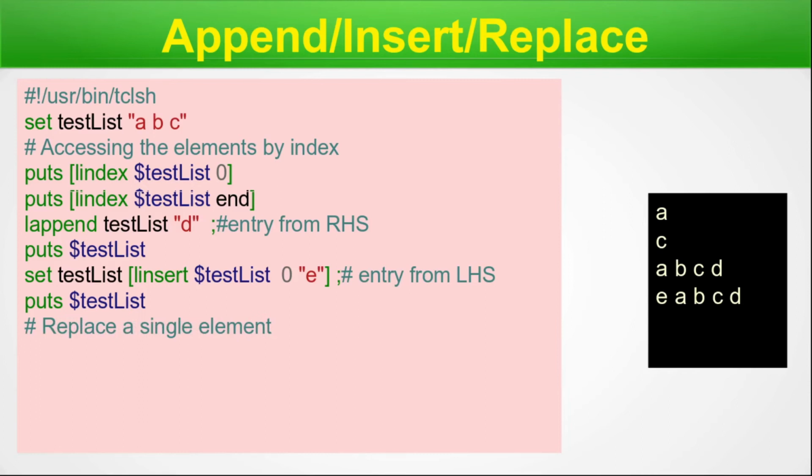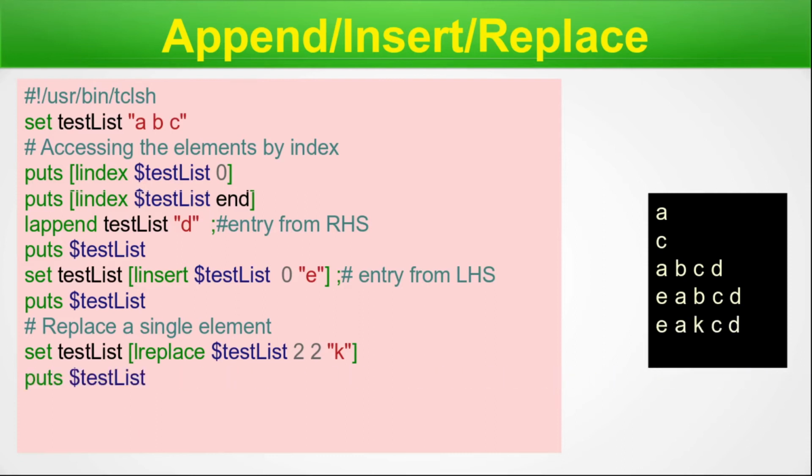Replace a single element. We can use the lreplace procedure in the test list. You can see in the rectangular bracket here, the first argument is $testlist, which is the list, and then we give the range from 2 to 2. It will start at 2 and end at 2, which means it will stay at 2, and it will replace with K. If we echo it, B is now replaced with K.